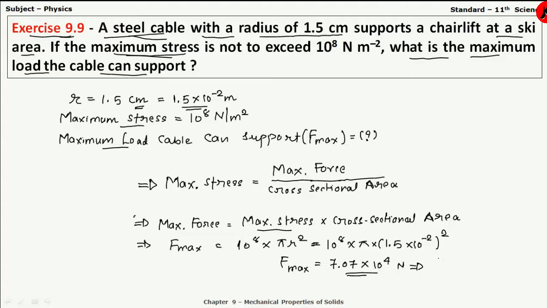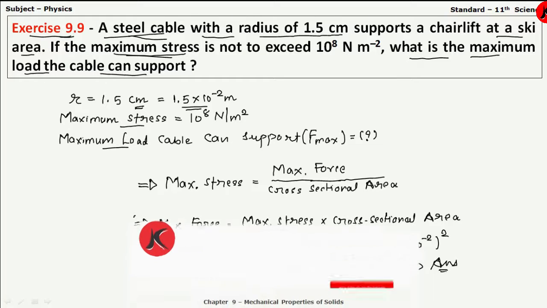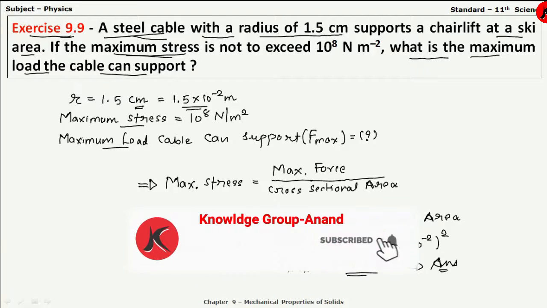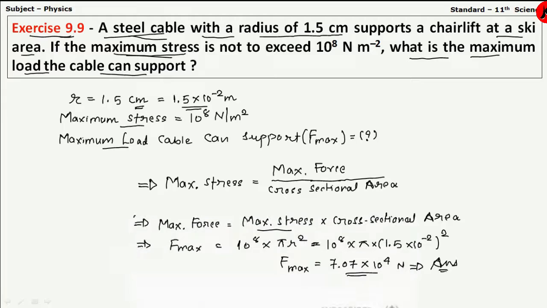So this is our final answer, and this is a very simple example based on the concept of stress, based on the concept of maximum stress. Right.